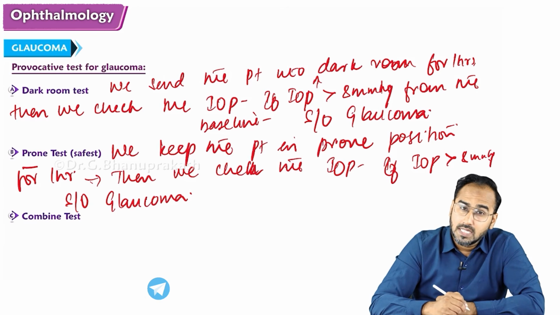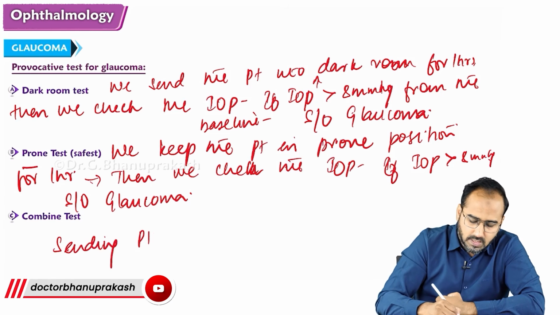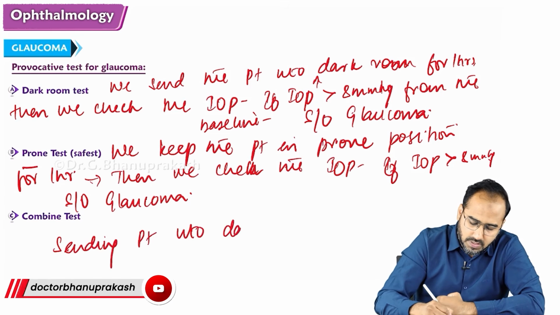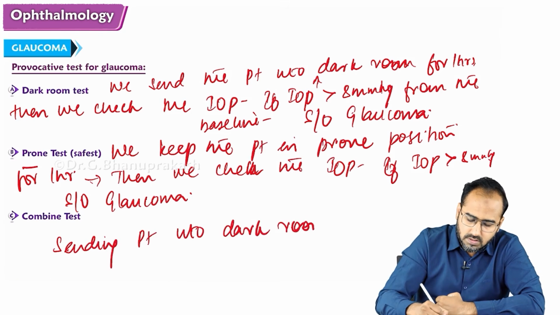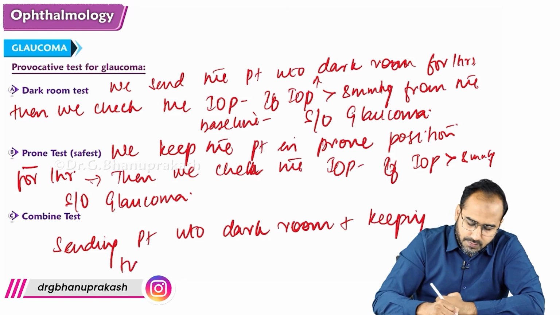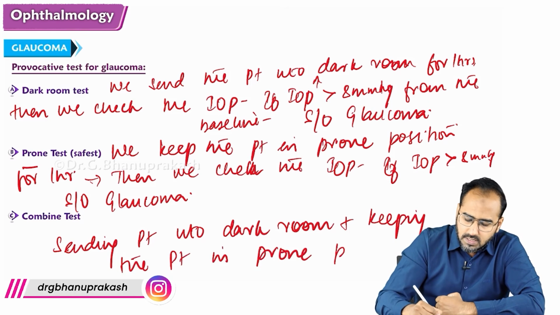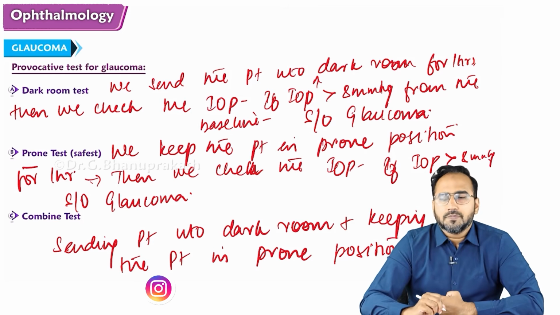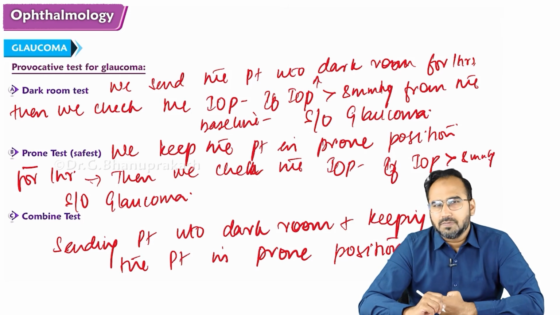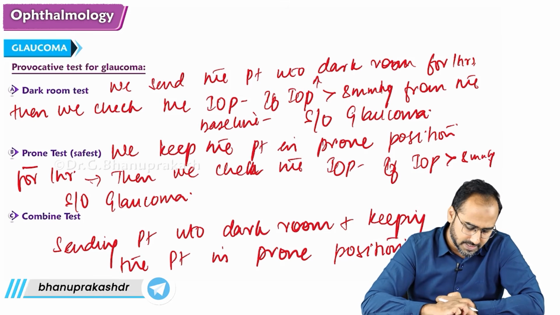Combined test means sending the patient into a dark room and keeping the patient in a prone position. Keeping the patient in what position, guys? Prone position. Combined test is not that much useful, guys. Why? Because the patient sleeps in the combined test.